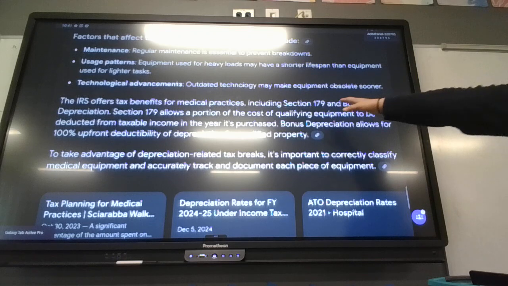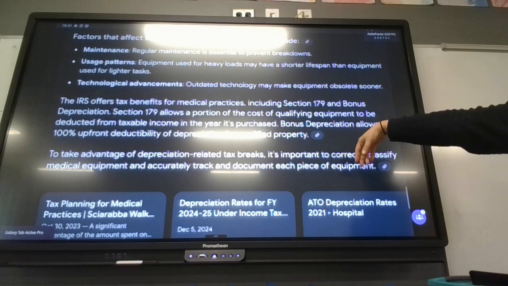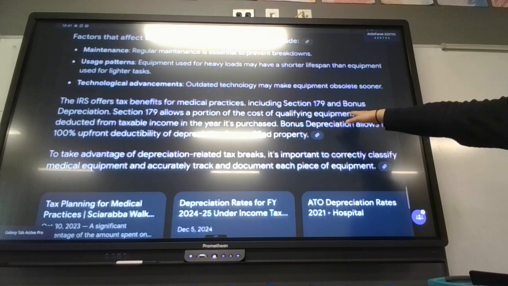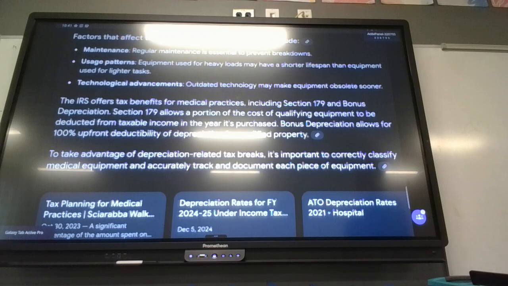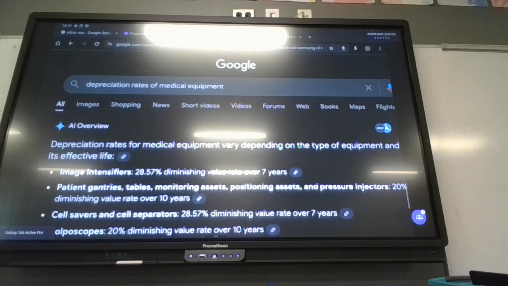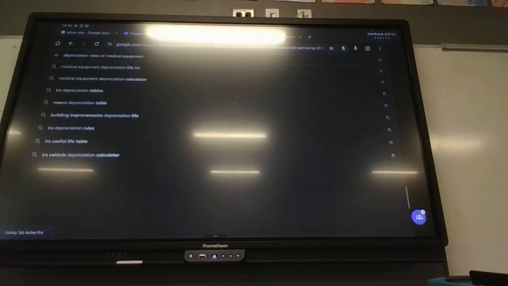Here it says the IRS offers tax benefits for medical practices and allows a portion of the cost of qualifying equipment to be deducted from taxable income. Bonus depreciation allows for 100% upfront deductibility of depreciation for qualified property. So there's certain tax breaks and things that people who own medical equipment want to be aware of so that when they go to pay taxes, they're paying less in taxes. And it's not just medical equipment, there's also like farming equipment, factory equipment, other types of capital like cars at a car dealership.